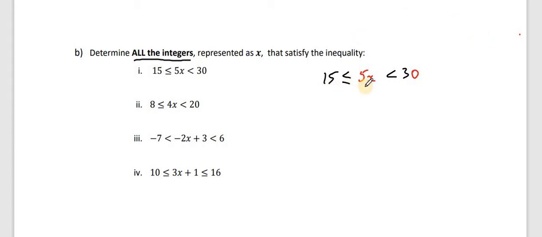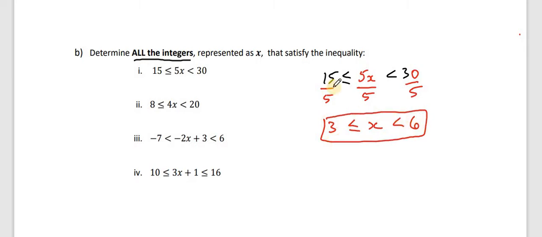We have 3 sides in this case. The middle, we want to get x. So we're going to divide by 5 to cancel out the coefficient. But what we do to the middle, we do to this end and the other end. 5 goes into 15 3 times. 5 goes into 5 exactly. 5 into 15 goes exactly 3 times. 5 into 5 goes exactly 1 time, so we have 1x. And 5 goes into 30 exactly 6 times. So this is my solution.